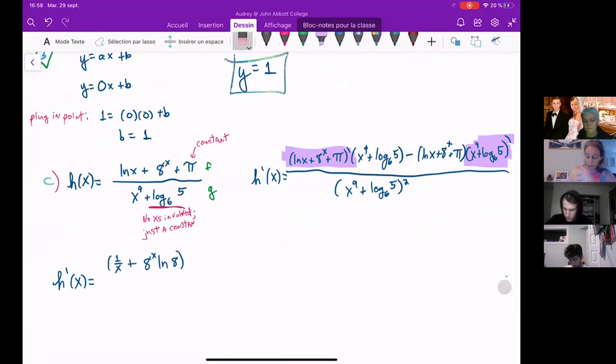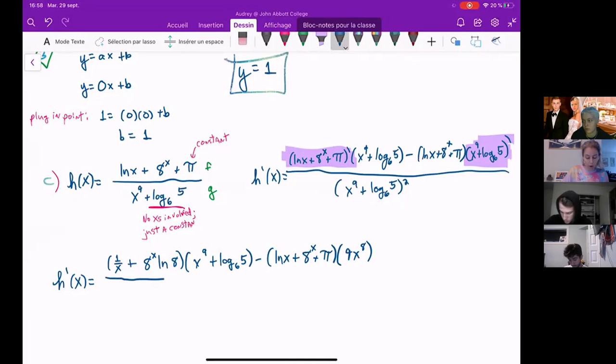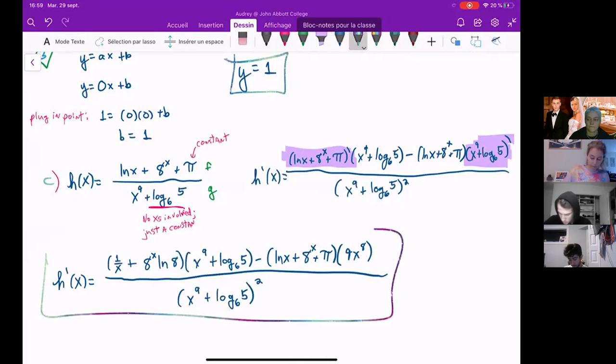So these are just simple derivative rules that hopefully you are in the process of memorizing. x to the 9 plus log base 6 of 5 minus ln x plus 8 to the x plus pi. There wasn't a prime there, so I just write what I have, times the derivative of this, which is 9x to the 8. That second part is a constant. Its derivative is 0. There is no prime on the bottom, so it just stays the same. Log base 6 of 5 squared. Voila.